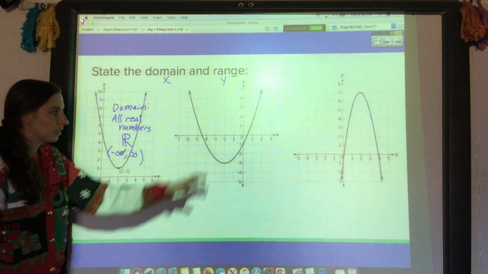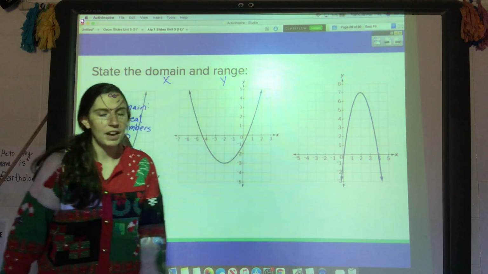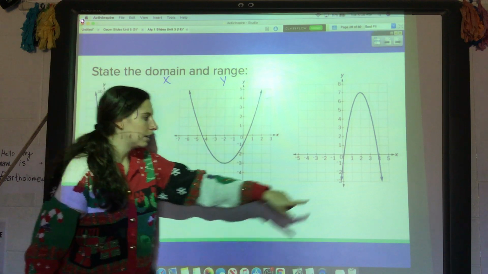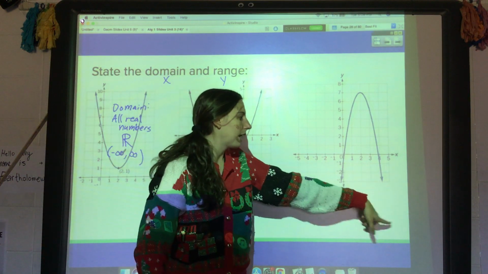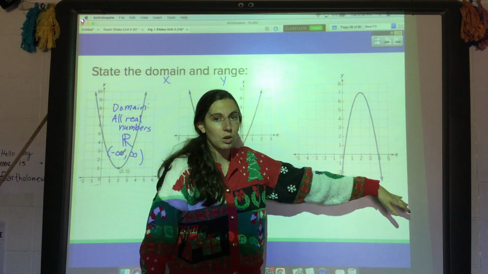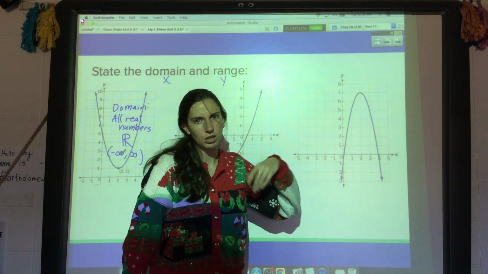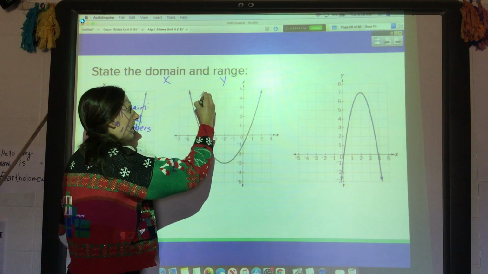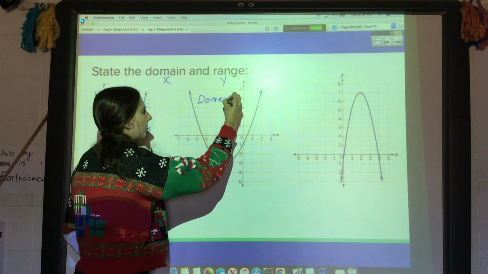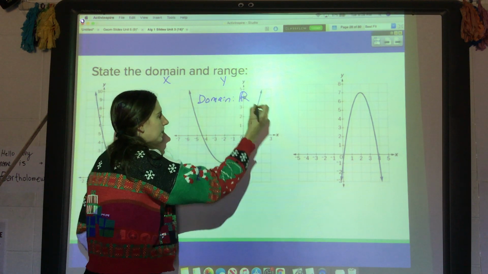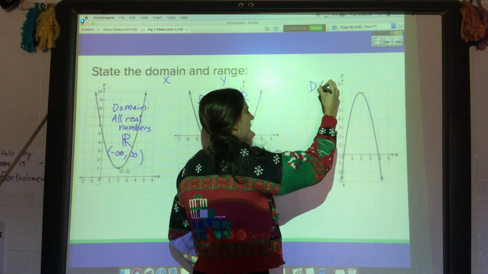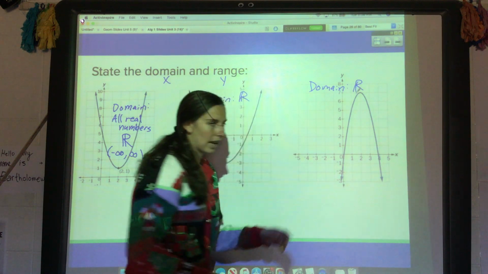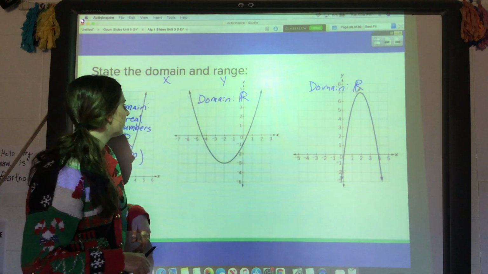That will be the case for these as well. In fact, any quadratic goes left forever and right forever. It's going to get really steep, but it keeps going. There's no number that I couldn't plug in. So for each of these, the domain is all real numbers. The only time that wouldn't happen is if there was an endpoint. You could also say -infinity to infinity.